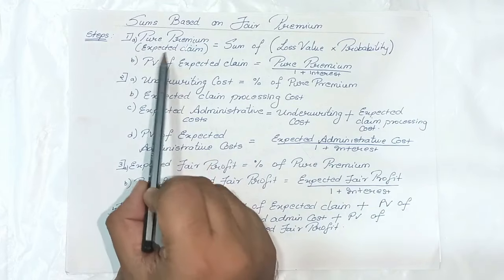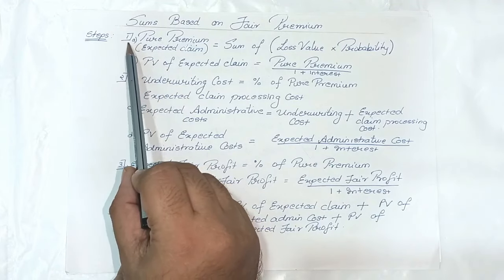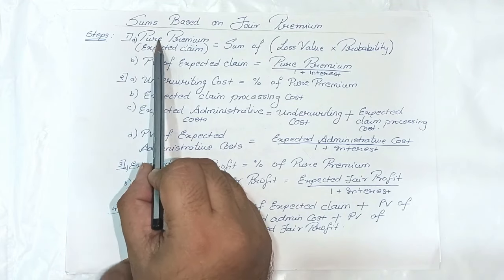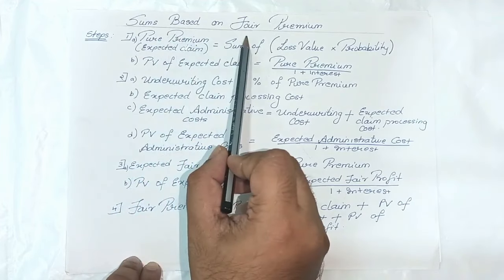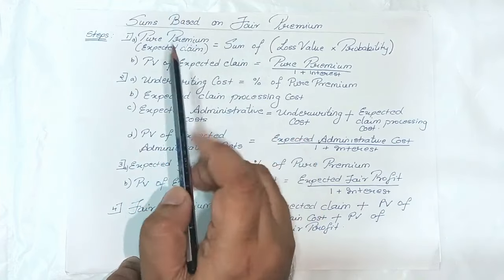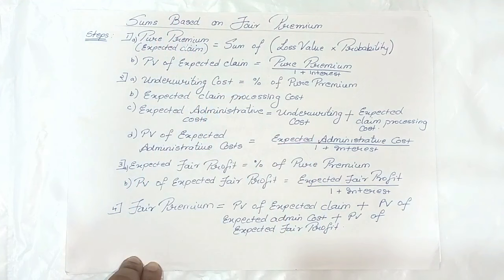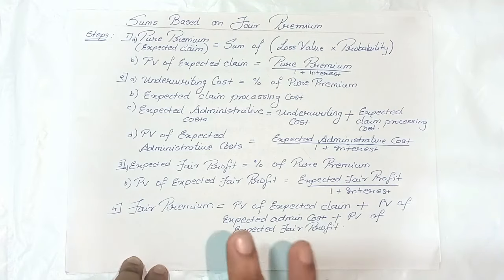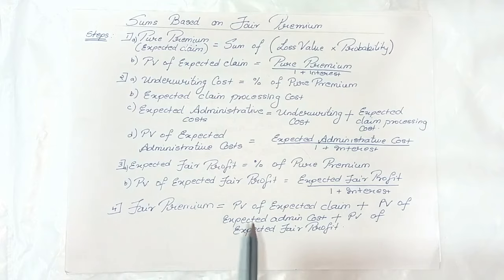So the steps are: number 1, in order to find fair premium you need to find three things: PV of expected claim, PV of expected administrative cost, and PV of expected fair profit. Remember, fair premium is PV of expected claim plus PV of expected admin cost plus PV of expected fair profit. So three steps are required in this. Let us start with the first one.